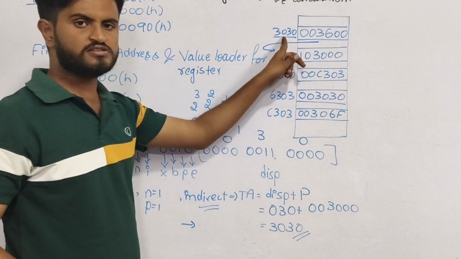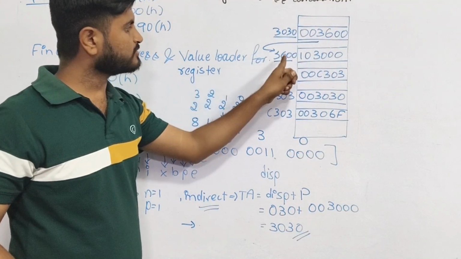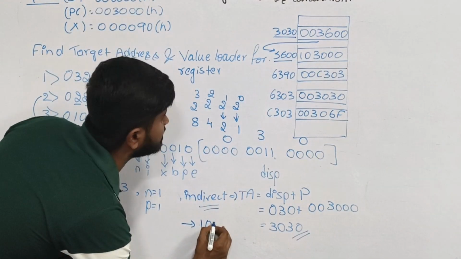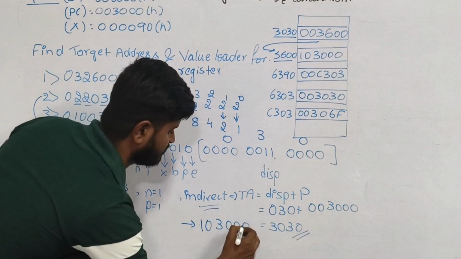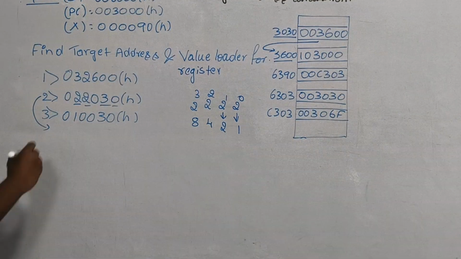Its value will be loaded into the register since it is the indirect addressing mode. First you will search for this address, then search for that address location, and again search for its address. So that value will be loaded into the register. The value is 103000.